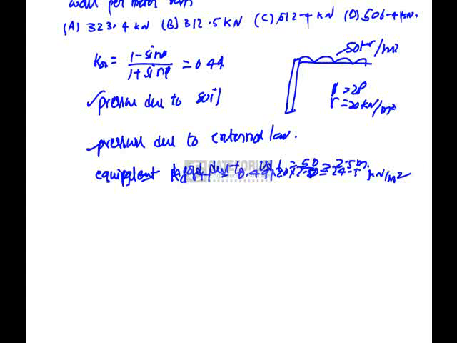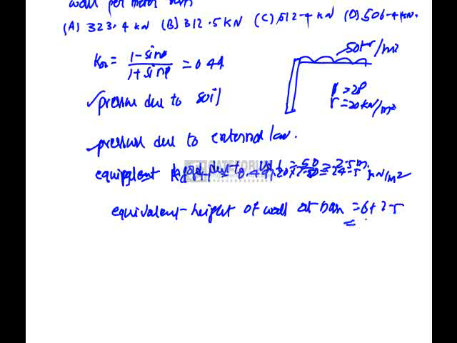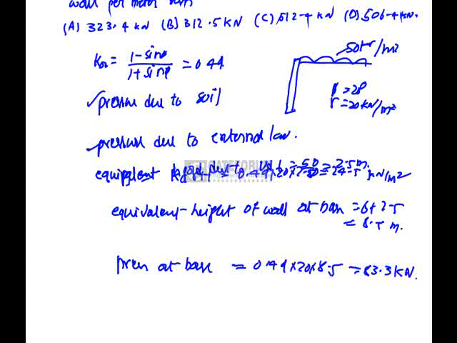And the equivalent height of the wall at the base of wall is equal to 6 plus 2.5, that is 8.5 meters. So what we have to find is the total thrust, that is equal to pressure at base. We will find out first, that is 0.49 into 20 into 8.5, that is equal to 83.3 kilonewtons.